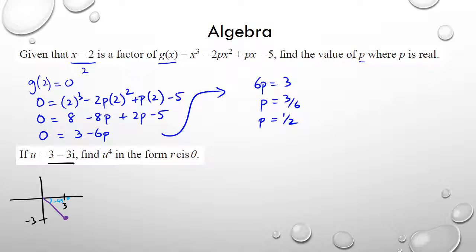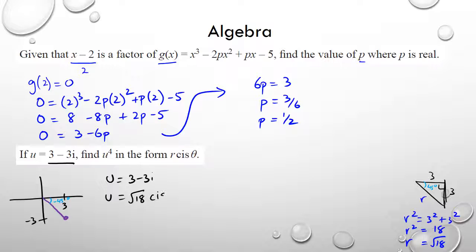Now if you want to know why, take a look at this triangle here. So we have 3 and 3, and of course this is an isosceles triangle, therefore that's going to be 45 degrees. And now as for the modulus, which is r, that's kind of like working out the hypotenuse. So r squared is equal to 3 squared plus 3 squared, r squared is equal to 18, r is equal to square root of 18. So, because we have u is equal to 3 minus 3i, we can write u as square root of 18 cis negative 45 degrees.